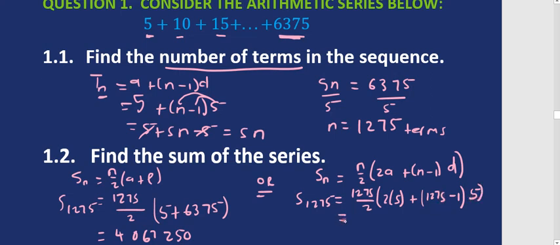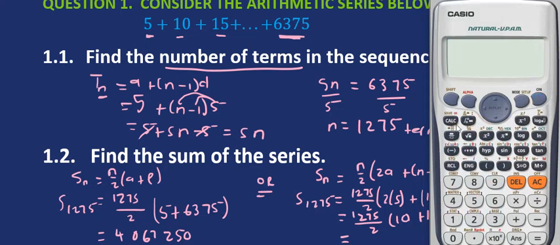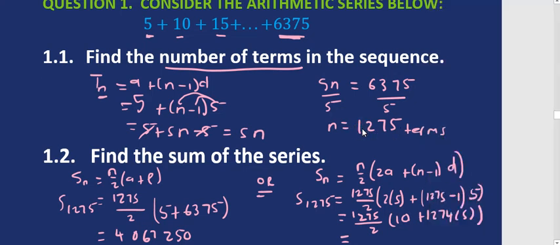Okay, so if you want to simplify this a little bit further, 2 times 5 is 10, and 1275 minus 1 will be 1274. Multiply that by 5. I think it's simplified enough. And then of course you would go to your calculator. 1275, okay, it's 10 plus 1274 times 5.